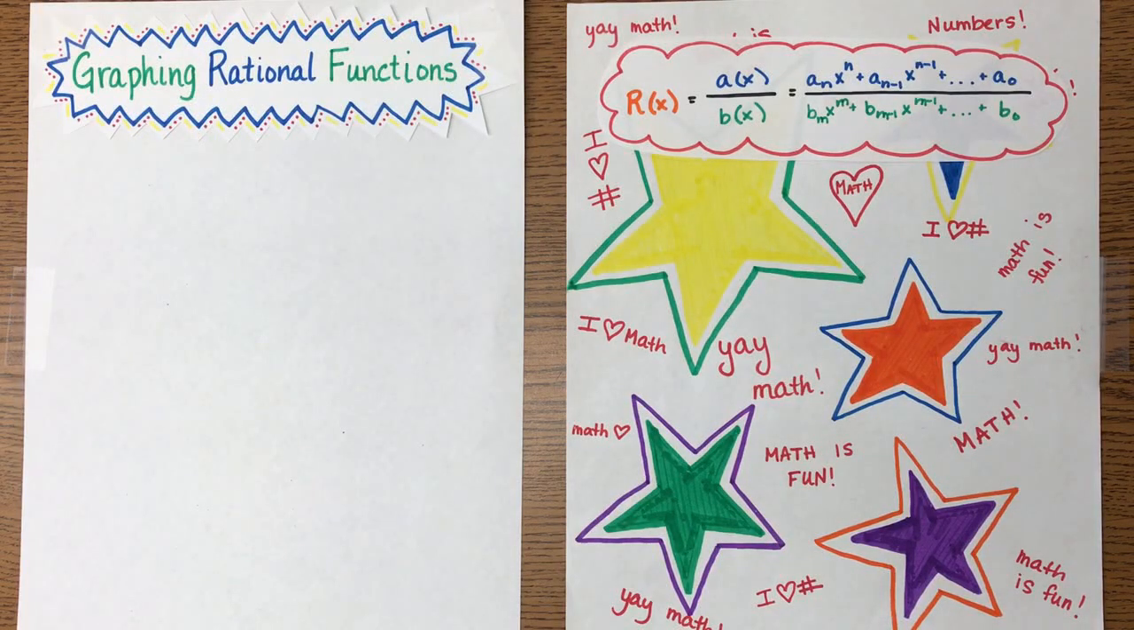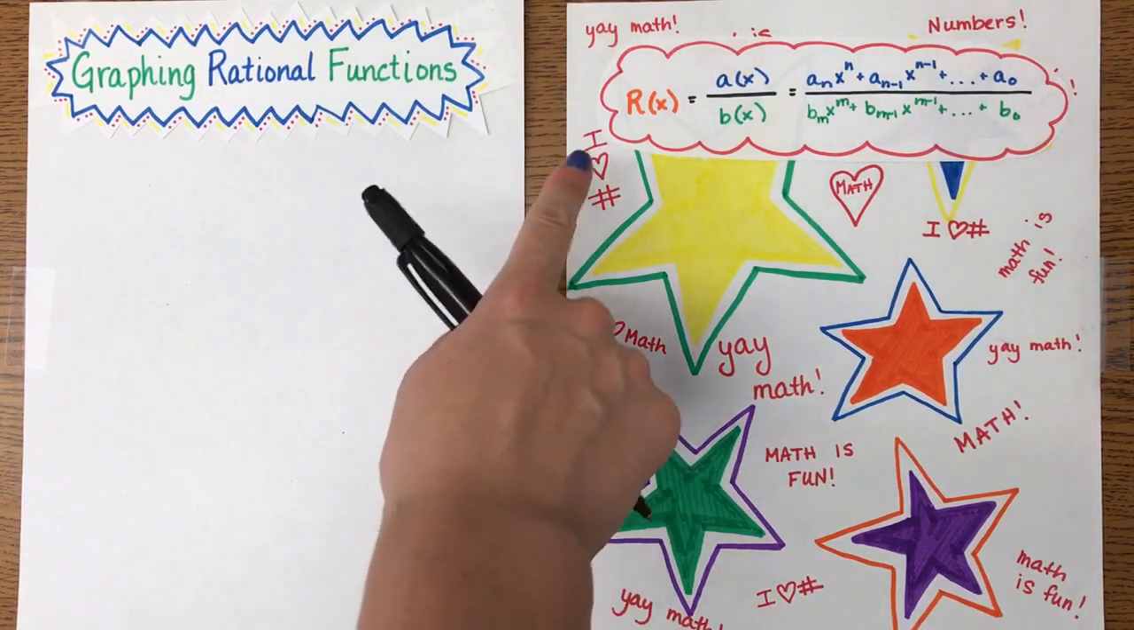Welcome back. We're looking at graphing rational functions. In our last video, we looked at domain restrictions and how they appeared in the graphs of our functions as vertical asymptotes or holes. In this video, we are going to look at horizontal asymptotes and slant asymptotes, and what's happening as x approaches positive infinity or negative infinity.